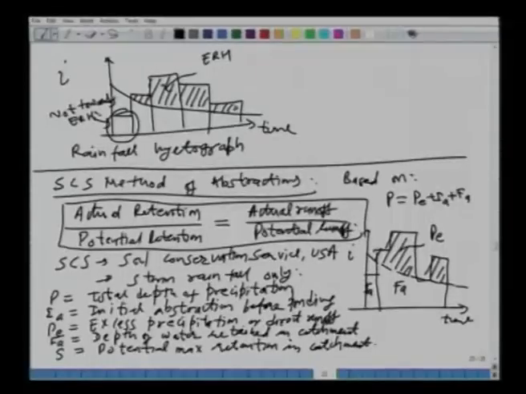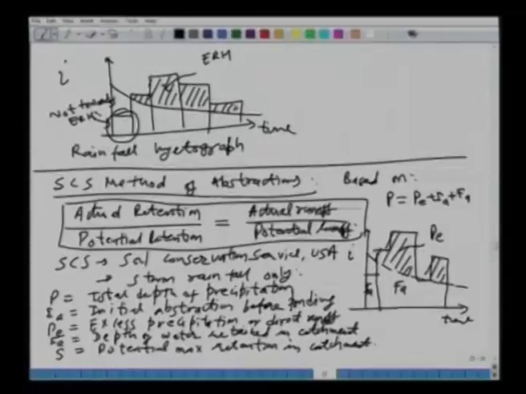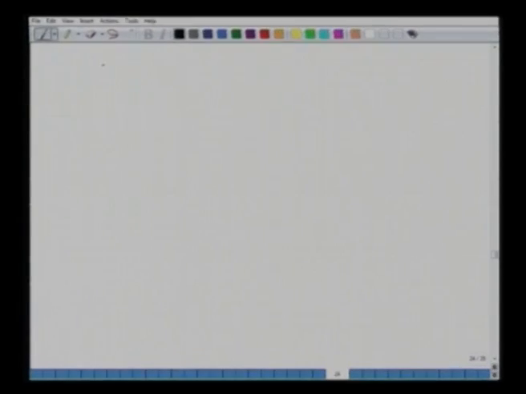Now, with this terminology, let us come back to the equation or the concept or the basis of this SCS method, in which we have said that the ratio of the actual retention to the potential retention is equal to the ratio of the actual runoff to the potential runoff. Let us look at these quantities. What is the actual retention? We have just said it is FA, divided by the potential retention, which is capital S. This is equal to actual runoff over the potential runoff.